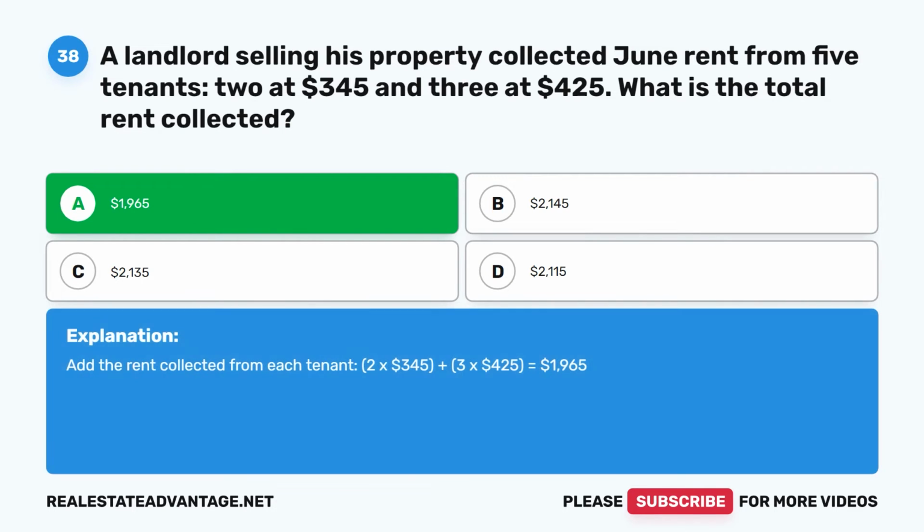$1,965. Add the rent collected from each tenant, 2 times $345 plus 3 times $425 equals $1,965.